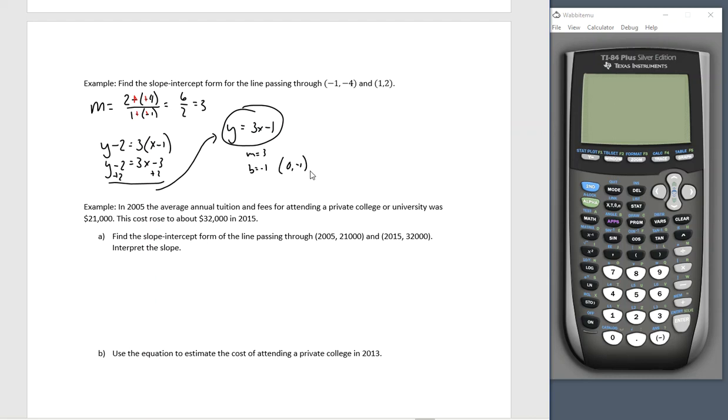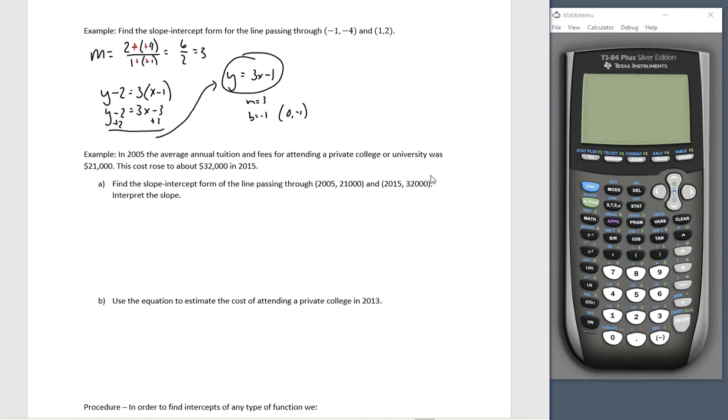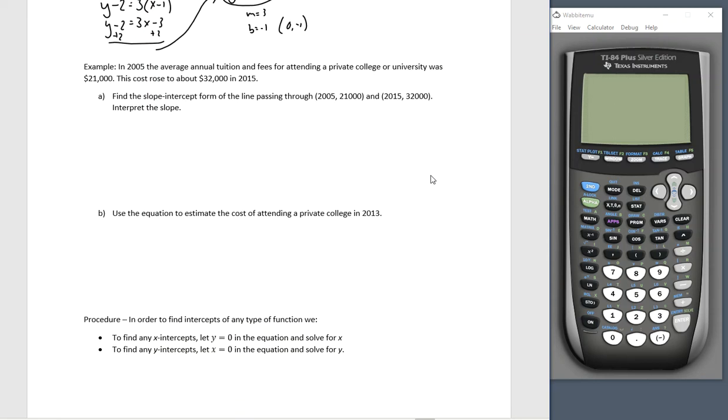so my y-intercept is the point 0, -1. All right, now how can this help us in what we like to call the real world? Real world actually does not take place inside a classroom. Classroom's supposed to prepare you for that. So how might we use these skills in a future career? As we're analyzing data, we find that in 2005, the average annual tuition and fees for attending a private college or university was $21,000. 10 years later, in 2015, this rose to $32,000. We can find the slope-intercept form of the line passing through these 2 points.